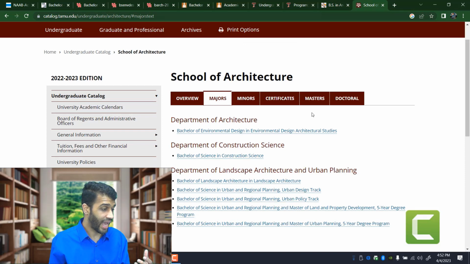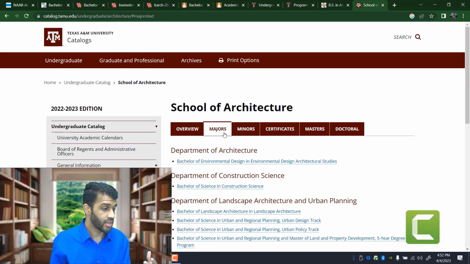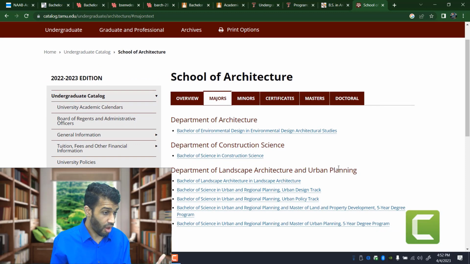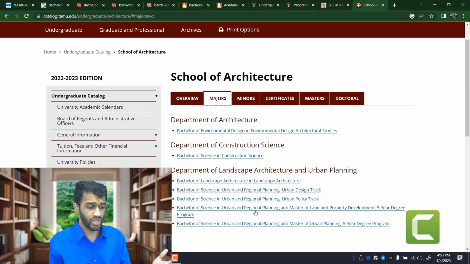Lastly, we're looking at A&M. So if you look at their majors, they don't even offer an architectural program. This is a Bachelor of Environmental Design degree, a non-accredited degree. Again, if we're looking at construction science, that's a whole different degree track, right? If I was to be looking at something like this, I might even go in a contractor role. If I go into a contractor role, I would be looking at a Bachelor of Science in Urban and Regional Planning. This stands out to me more than an architecture degree at this point.